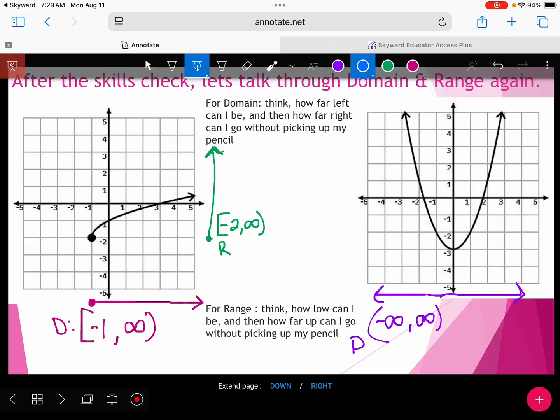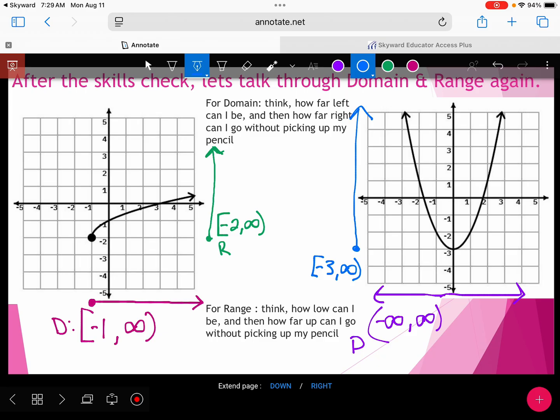For our range, again, we're thinking how low can we go and then how high can it go. So the lowest we can go here, that's the bottom, is this guy right here at that -3. And then it goes up as high as we can imagine. Goes up. So our range on this one is going to be for that -3 to infinity. Always think smallest to biggest. So it's either going to be left to right or down to up.